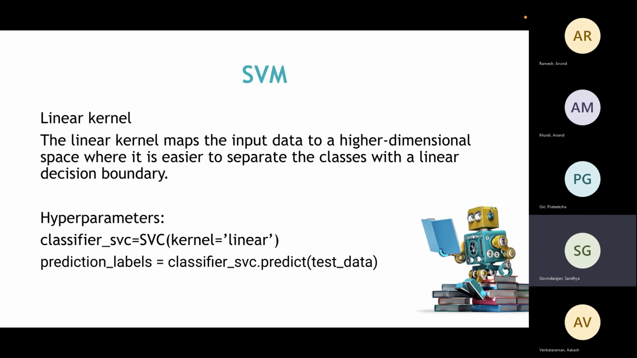The next model that we used was the SVM. This is a linear kernel technique, and the way it works is the linear kernel maps the input data to a higher dimensional space, where it's easier to separate the classes with a linear decision boundary. In the SVC classifier, we used the kernel as linear, and we also predicted using the classifier predict function.